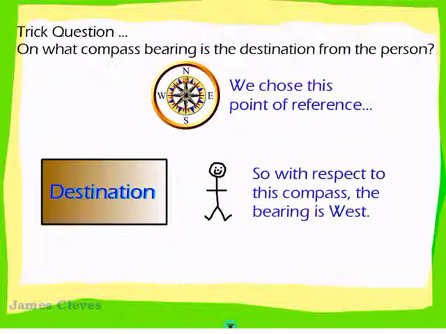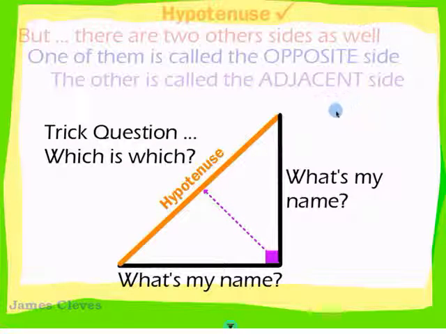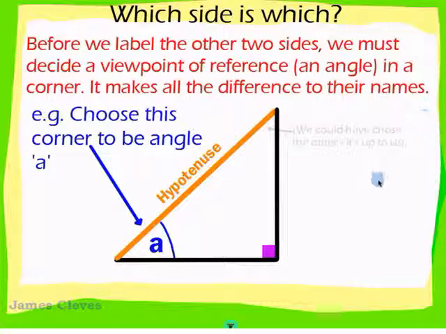So if we choose one of them, say this one, we can easily say that his destination is in the west bearing, or the westbound heading, if you like. That's similar to triangles, because before we define what the lengths are called, we have to decide which angle we're going to use. You don't use the right angle. You can either use this one here or this one here, and it's just a case of choosing one of them. So we've decided our viewpoint, which is like deciding the compass that we chose earlier.